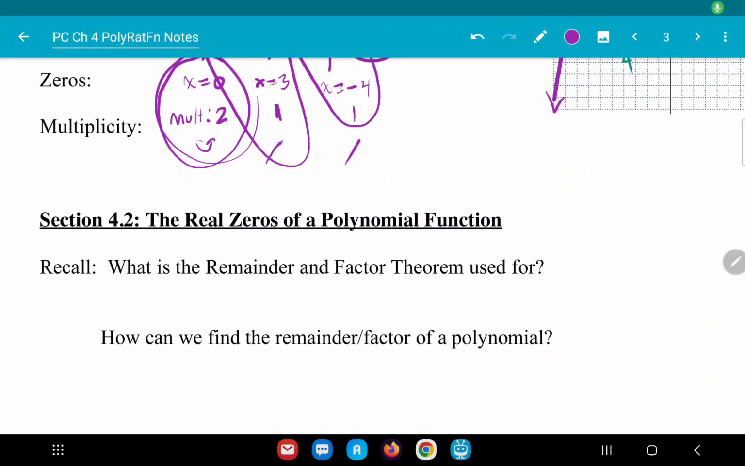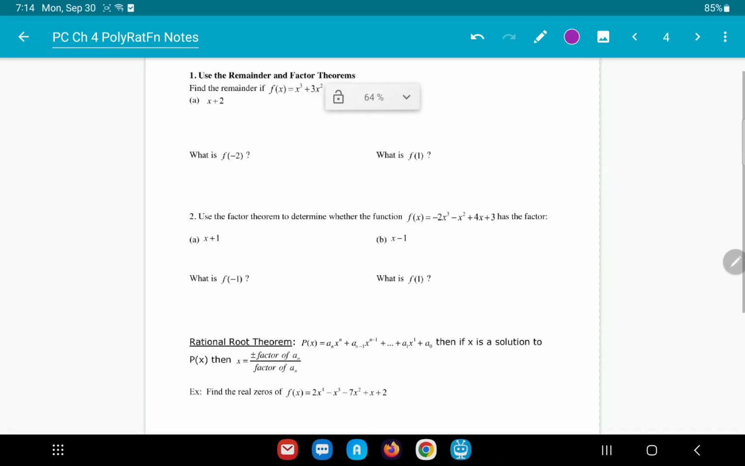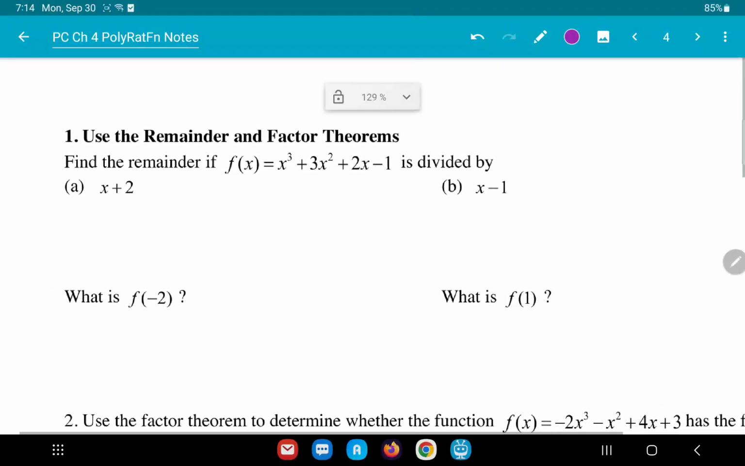Welcome back, everyone. We're going to be looking at the remainder and factor theorem in 4.2 today. What is it used for? Well, we're going to take a look at its cases today. In this video, let's go ahead and take a look at these first two examples.